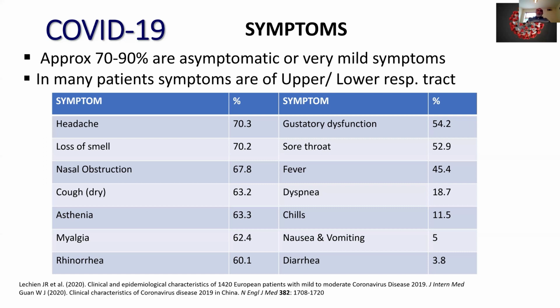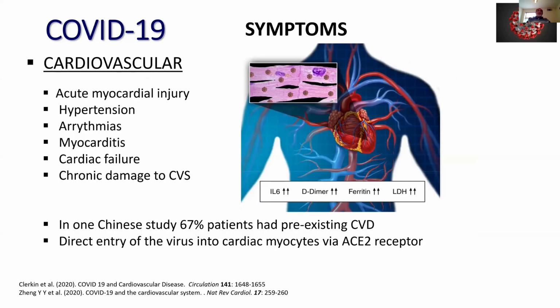Some people even presented with acute coronary insufficiency. The virus tends to affect the myocytes. The RNA has been found in the myocytes as well. It causes arrhythmias and myocarditis and even cardiac failure.